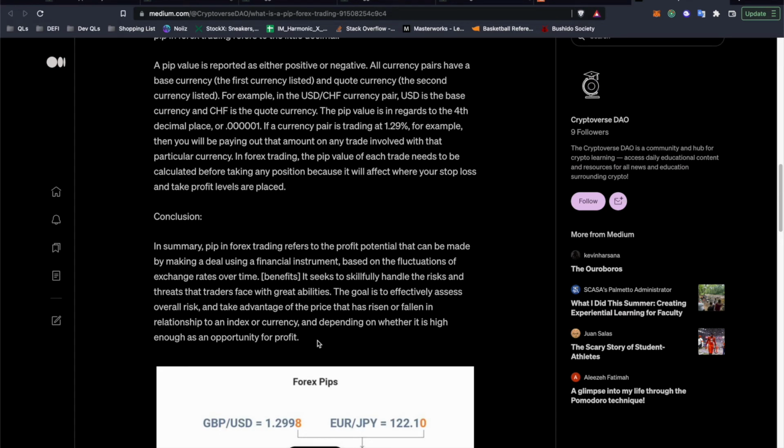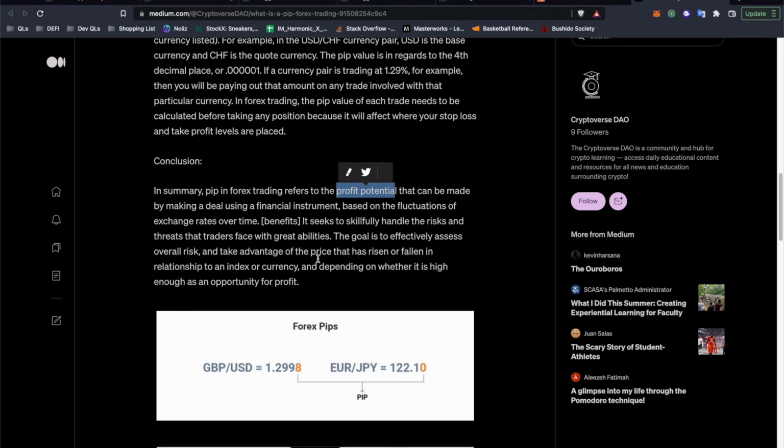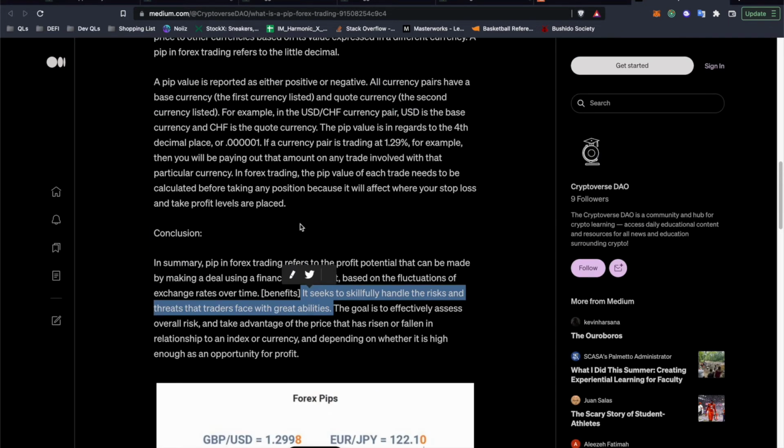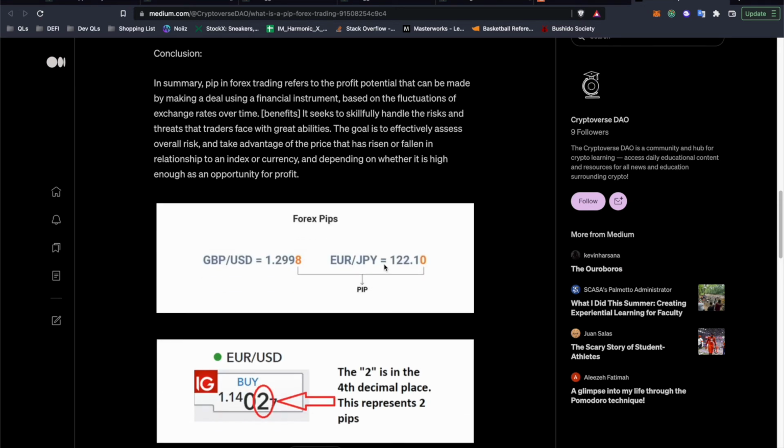So in conclusion, a pip in Forex trading refers to the profit potential that can be made by making a deal using a financial instrument based on the fluctuation of exchange rates over time. It seeks to... Wait, what? Okay. Well, it seeks to skillfully handle the risks and threats that traders face with great abilities. That makes sense. Literally, what you're doing is setting out with a plan. That's why it's important to understand how many pips you should be going for. The goal is to effectively assess the overall risk, take advantage of the price that has risen or fallen in relation to an index or currency, and depending on whether it is high enough as an opportunity for profit. Okay.